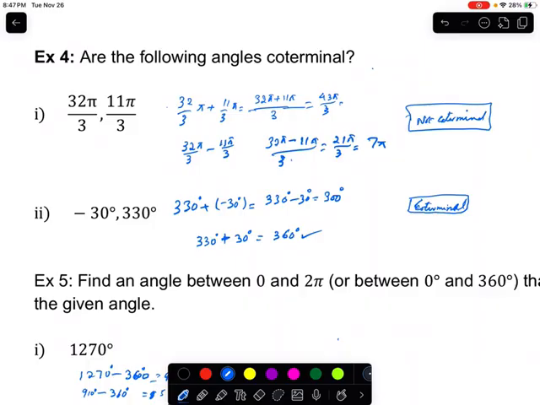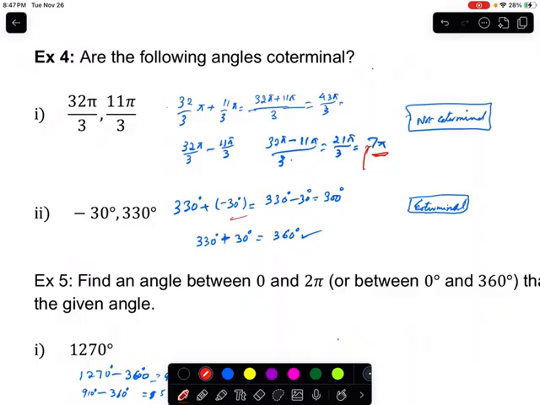So now you can see there's 7 pi. This is a multiple of pi, but not a multiple of 2 pi. In order to be a multiple of 2 pi, the integer here must be even. So the addition didn't give us a multiple of 2 pi, and the subtraction didn't give us a multiple of 2 pi. So we say they are not coterminal.